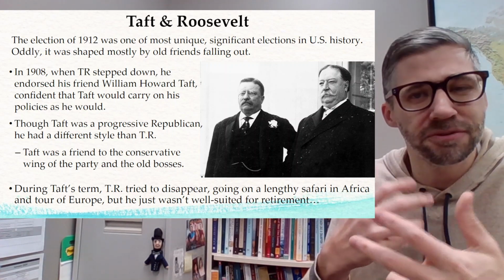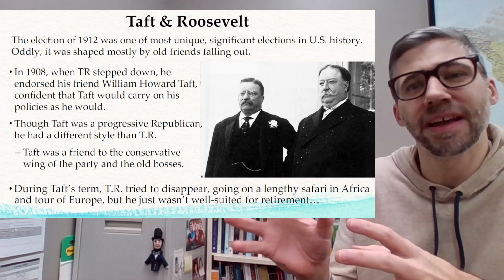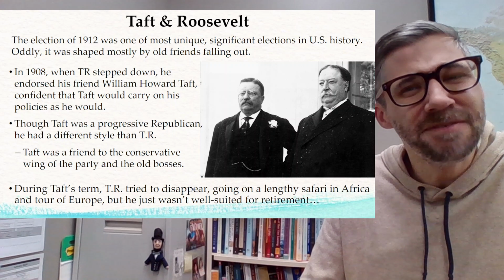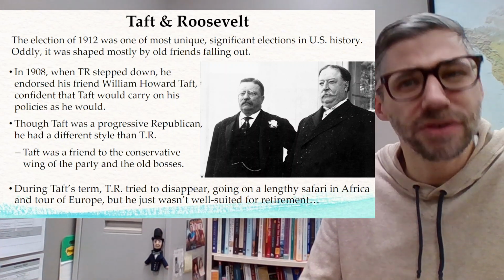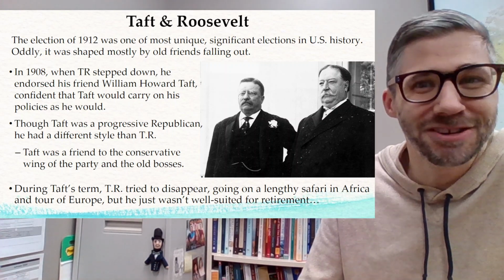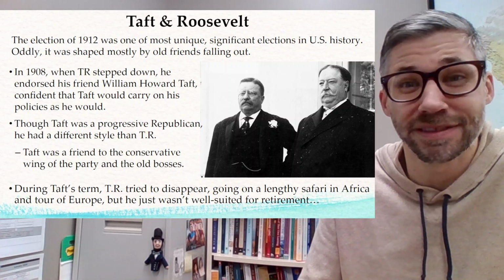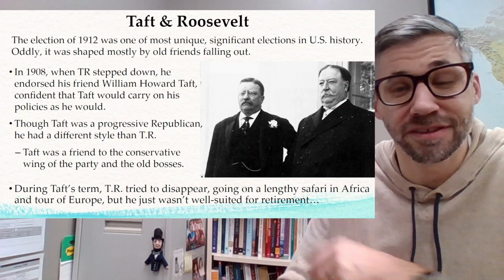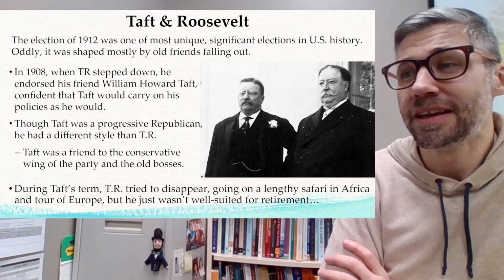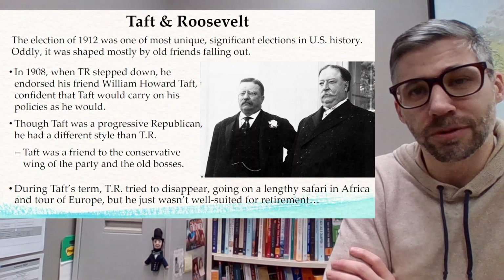And it also is interesting because he's watching his friend, William Howard Taft, and he's saying, Taft isn't doing things exactly the way that I would do things. And Taft says, you're right. I'm not doing things the way you would do things because I'm a different person than you. And also Taft said, we are friends. And when I was in your administration, Theodore Roosevelt, I was your friend.